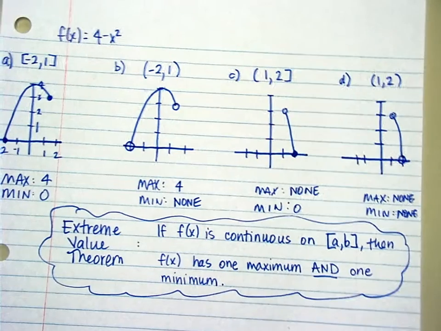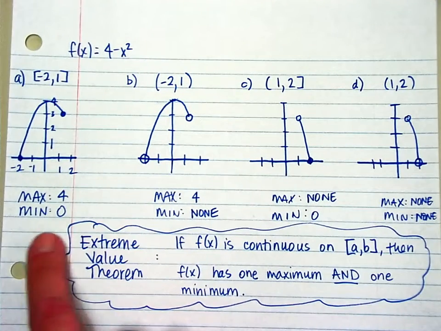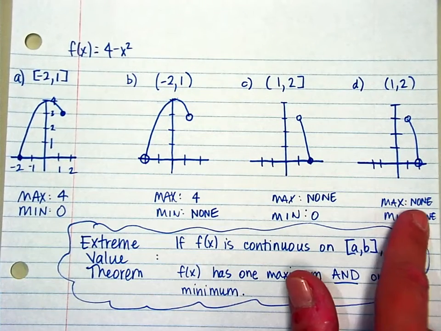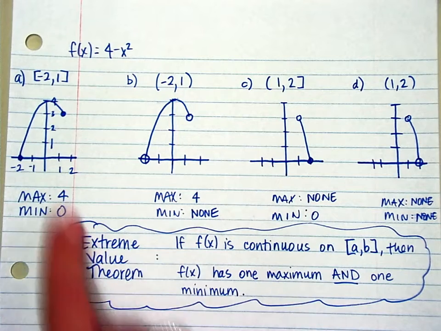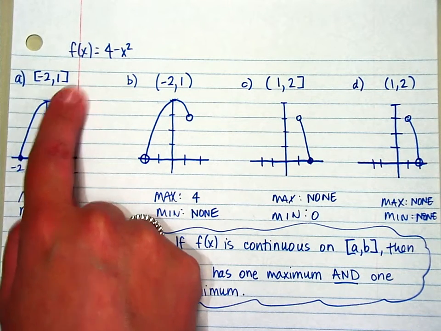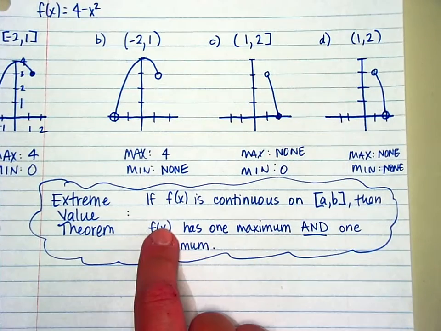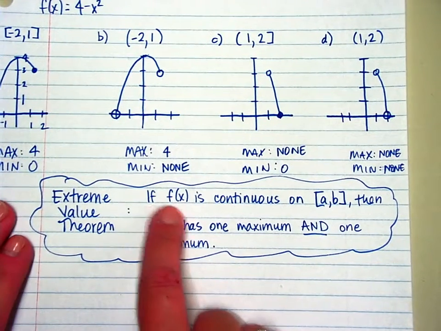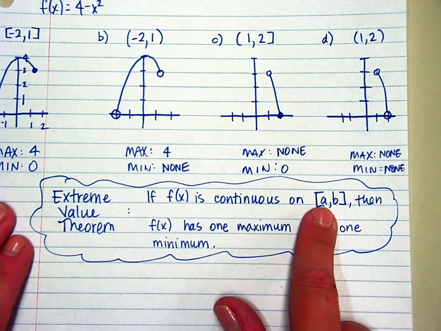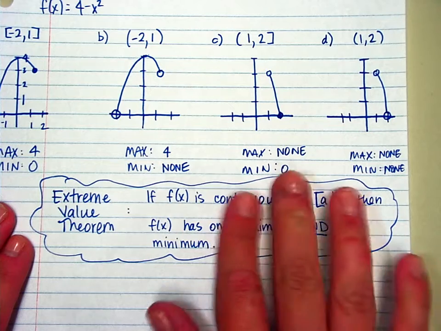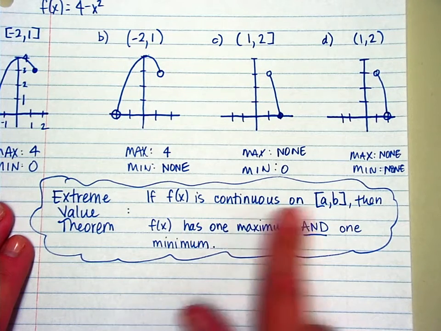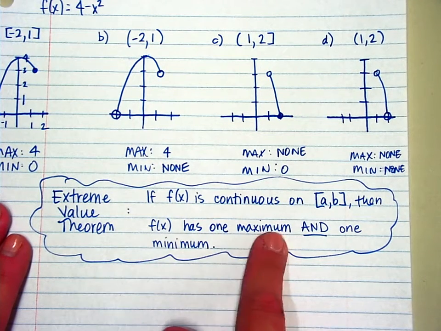So the extreme value theorem, if you look here, the only one of these four that actually has a max and a min is the closed interval here, -2 to 1. It did indeed have answers for both. And that's exactly what the extreme value theorem states. It says if f of x is continuous on a closed interval, it doesn't even have to be differentiable, just continuous, then we guarantee that f has one maximum and one minimum.